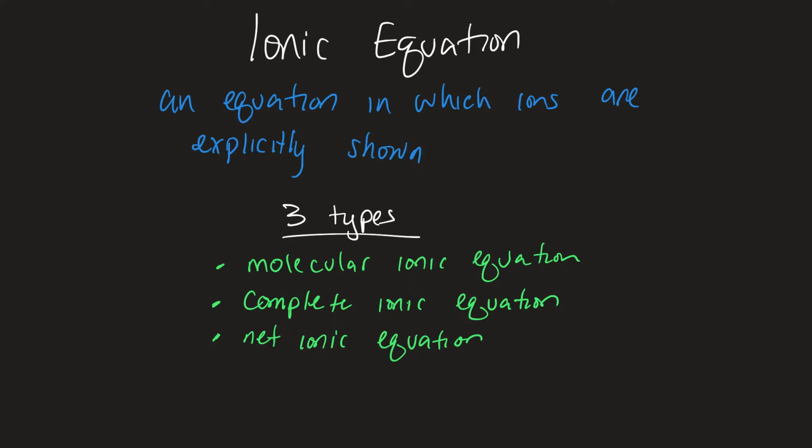We're going to start off with molecular ionic equations, and from molecular ionic equations, we're going to derive the complete ionic equations. Then from there, we're going to take the complete ionic equations and make the net ionic equation. That's basically the end goal, because really we want the net ionic equation. We'll talk about the step-by-step process of how we get to that point.